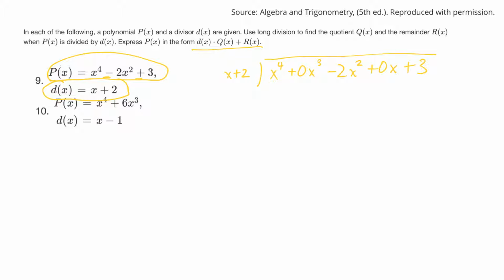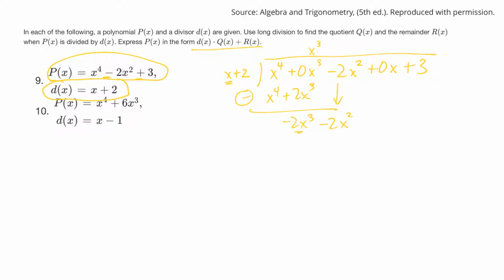Okay, doing the same thing as we just did. X into x to the fourth goes x cubed. Multiply: x to the fourth plus 2x cubed. Subtract, nothing. This will be a negative 2x cubed.